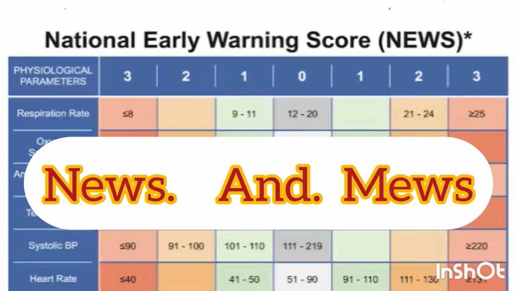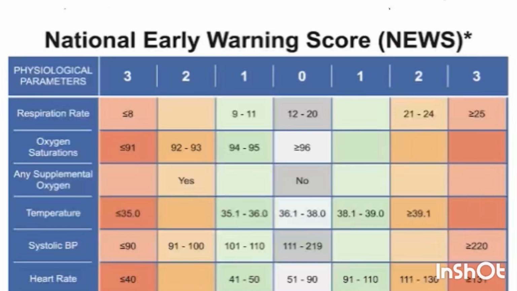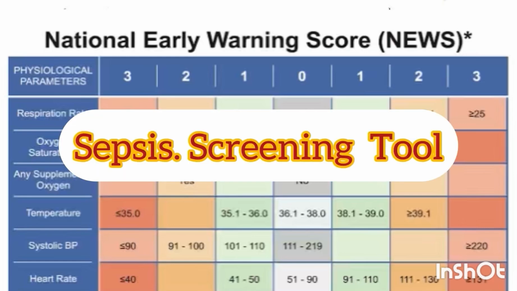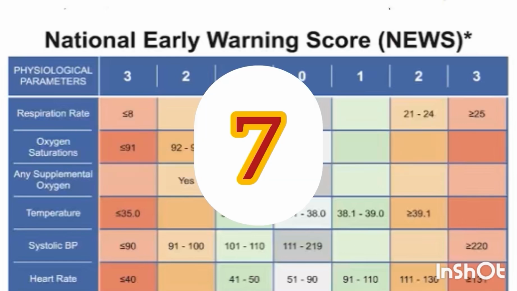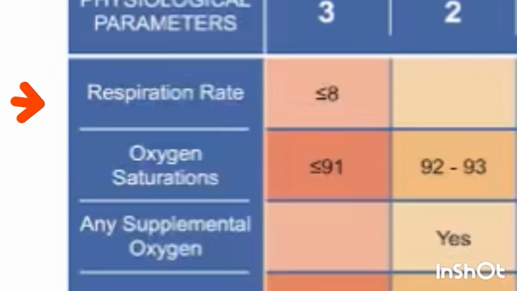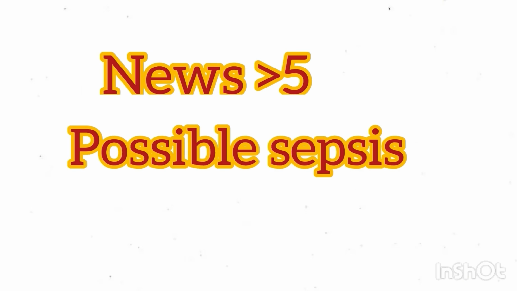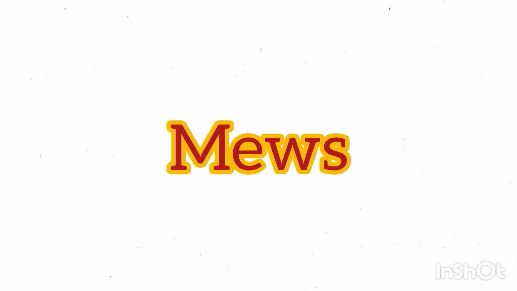So now what is NEWS and MEWS? NEWS, or the National Early Warning Score. NEWS is the preferred screening tool in modern sepsis guidelines. Here we use 7 parameters like respiratory rate, oxygen saturation, use of supplemental oxygen, temperature, systolic blood pressure, heart rate and level of consciousness. If the NEWS value is equal to or more than 5, think possible sepsis, initiate sepsis screening and start treatment immediately.